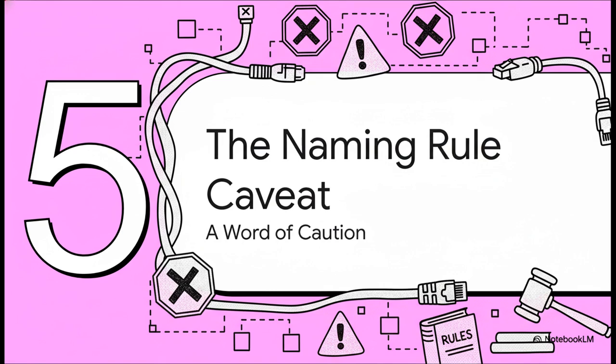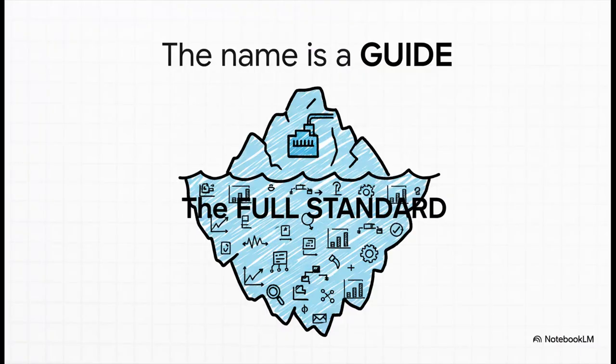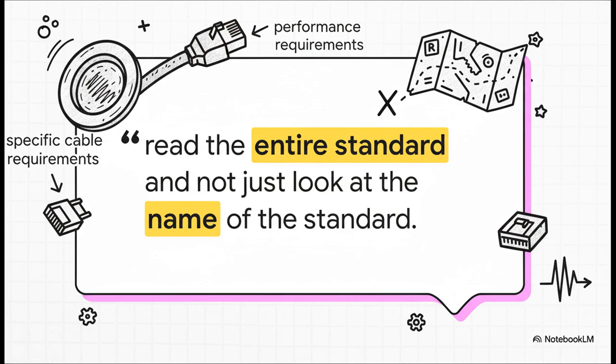Okay, now before you run off and add Ethernet decoder to your resume, there is one last really important thing we need to talk about. Think of it as a little warning label that comes straight from the folks who make these standards. So here's the deal. Our little decoder ring trick is awesome for getting a quick idea of what's what. But the IEEE themselves are very clear about this. The name is just a name. It's a handy label, for sure, but it is not the whole story. It doesn't have all the nitty-gritty technical details. And they actually say that if you're interested in the details, you need to read the entire standard and not just look at the name. So for the really critical stuff, like exact cable lengths, performance specs, all that important jazz, you've got to go to the official document. Think of the name as the key, but the full document, that's the treasure map.